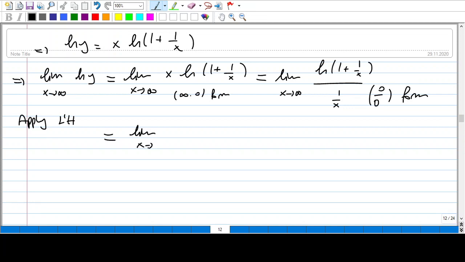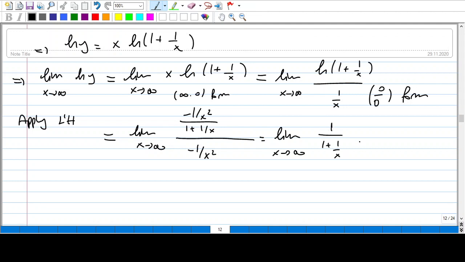What do we get? Limit as x goes to infinity. If we apply L'Hopital, for ln(1 plus 1 over x) we have minus 1 over x squared over 1 plus 1 over x, over the below term, minus 1 over x squared. So the minus 1 over x squared terms cancel each other. In the next stage, as x goes to infinity, I will have 1 over 1 plus 1 over x, and whenever x tends to infinity, 1 over x is 0, so we have 1 over 1 plus 0, which is 1.